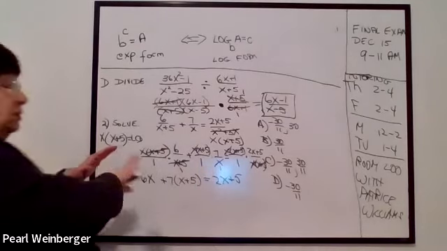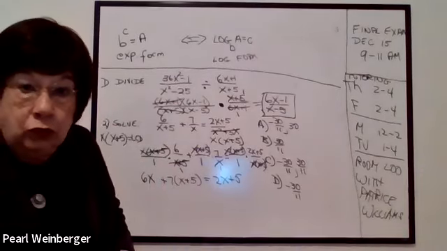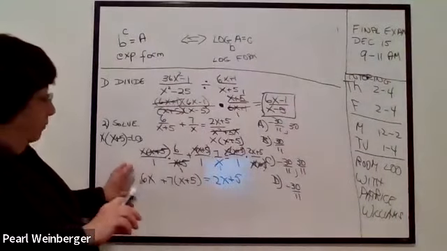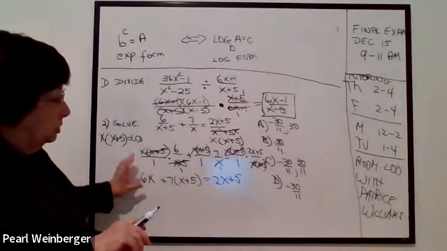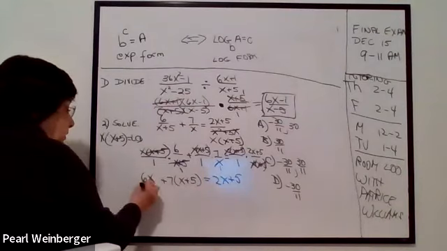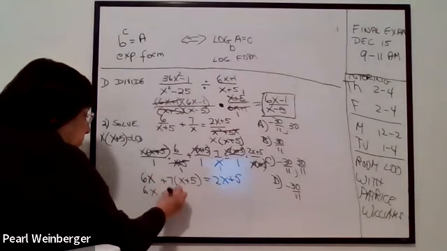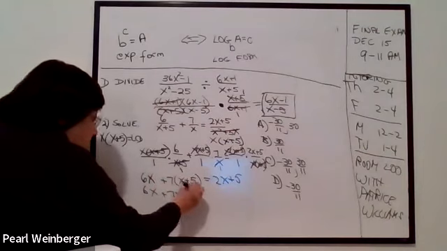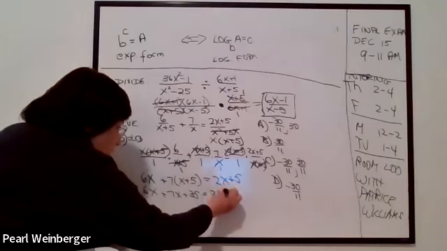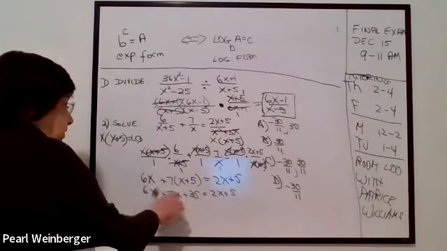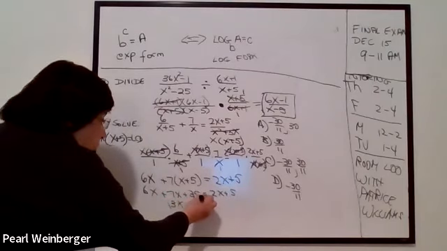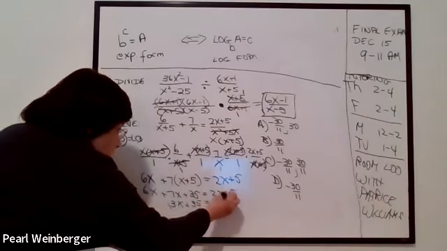In other words, once I've multiplied my whole equation through by the least common denominator, I'm left with a very simple equation to solve. I have to remove this parentheses, so I'll be left with 6x plus 7x plus 35. Don't forget I'm distributing the 7. Equals 2x plus 5. 6x plus 7x gives me 13x plus 35 equals 2x plus 5.